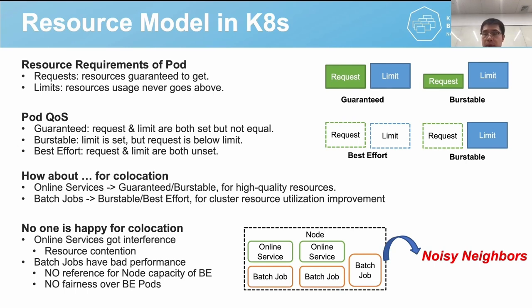So we might consider: how about we set the online services as guaranteed or burstable so that they can get high quality resources, and set the batch jobs as best effort or burstable to improve cluster utilization. However, if we really do this, we will find that no one is really happy with this colocation, because the online services always get interference from resource contention, and the batch jobs always have bad performance because there is no reference for the node capacity of best effort, and besides there is no fairness between the best effort pods. Actually, there is a classic term that concludes this problem: noisy neighbors.